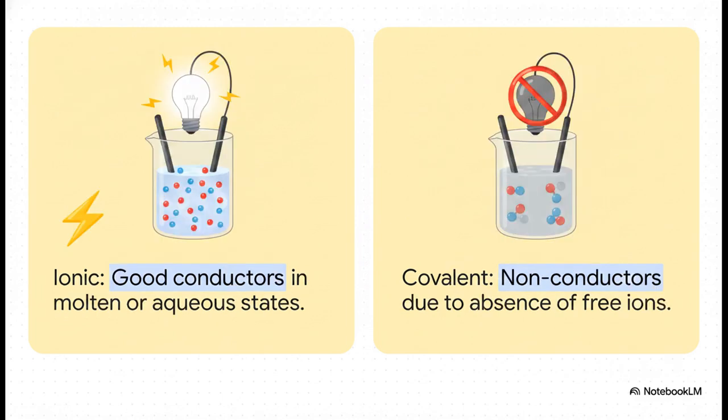Next is electrical conductivity. Remember, solid ionic compounds have their ions completely locked in place, so they won't conduct electricity as solids. But the moment you melt them down or dissolve them in water, those bonds break. Those free, mobile ions can now carry an electrical current beautifully. Covalent compounds, since they're just sharing electrons and have no free ions, are completely non-conductors.